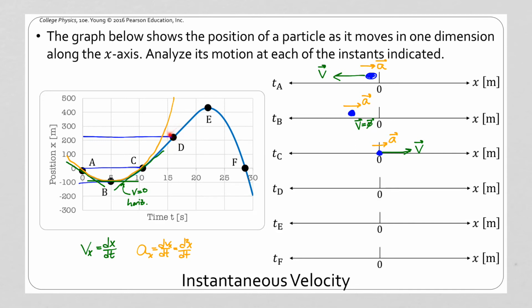Then we move on to position D. Looking at position D, we can see where our position is. It's a little bit past 200, so we'd be a little bit past halfway. We can look at our velocity here as the slope of that line, and we see that our slope is a little bit steeper here than it was at C, so our velocity vector is going to be a little bit bigger than it was at C because we're moving a little bit faster.